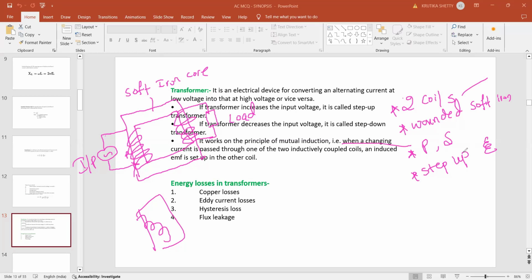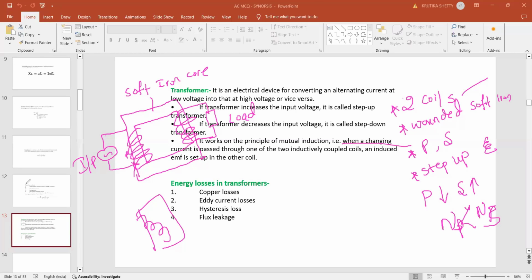The fourth point is what? In a step up transformer, the primary coil consists of few turns when compared to the secondary coil. So for step up, the number of turns in the primary coil is less compared to the secondary coil. You can say the number of turns in the primary coil is less than the number of turns in the secondary coil. The secondary coil has more. This is primary, this is secondary, when you are stepping up the voltage. If reversed, you are stepping down the voltage.